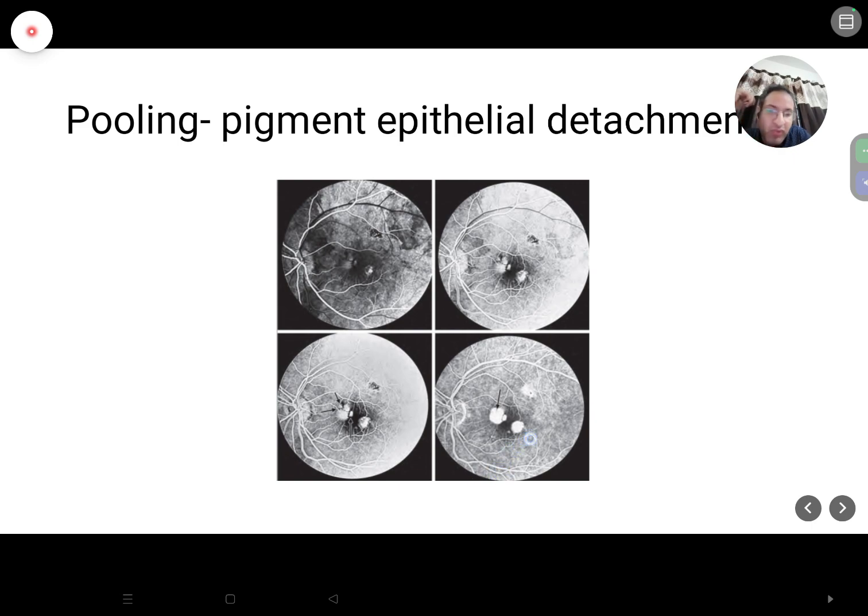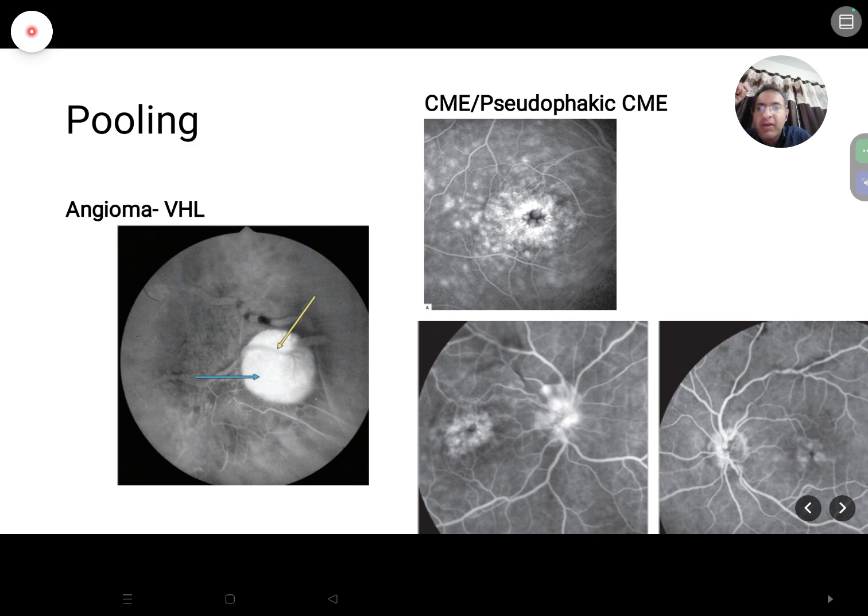This is called pooling, and this is the late AV phase of the angiography. Late phase of the angiography, still it's a hyperfluorescent area. So this is the pooling. This is the classic example of PED.